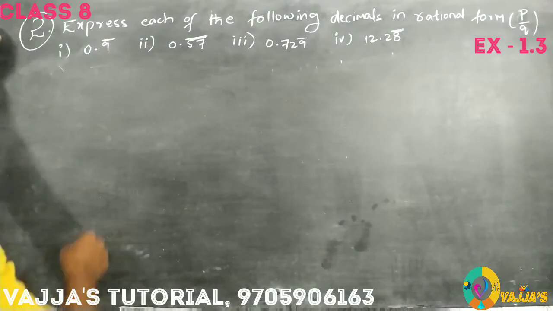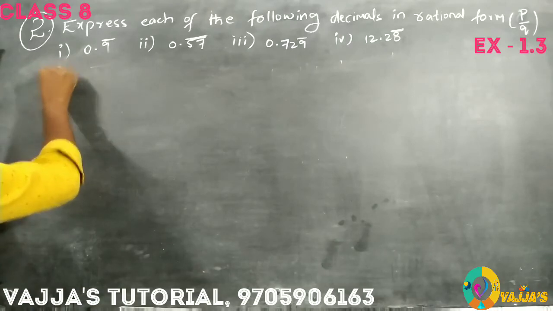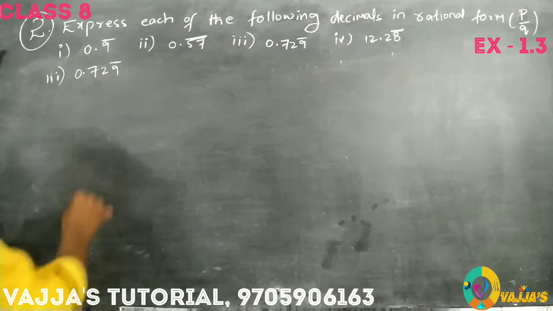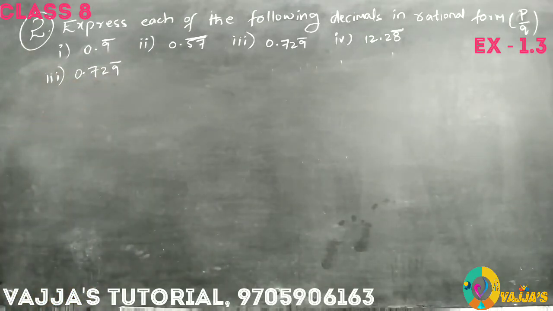Next, third one. What is that? 0.729 bar, with the bar on the top of 729, isn't it? Right.